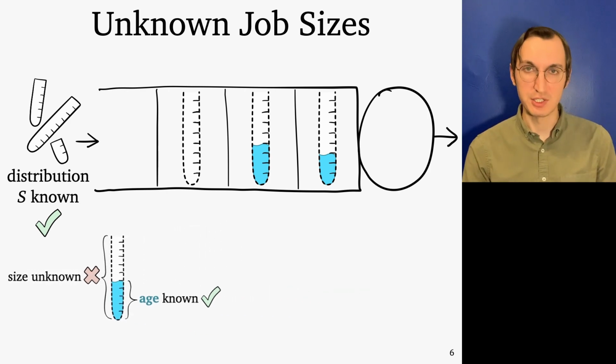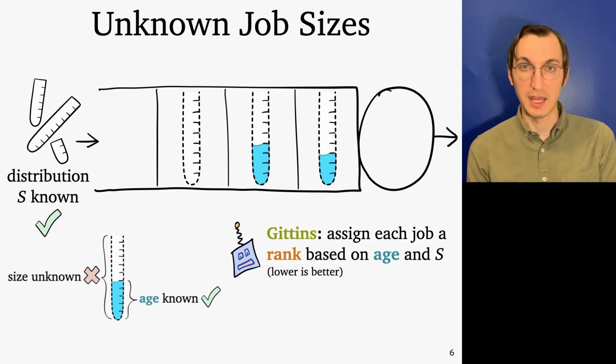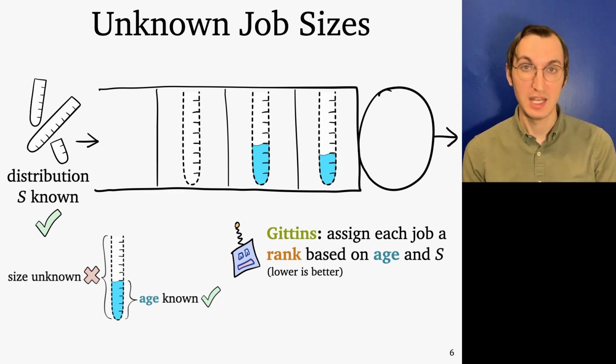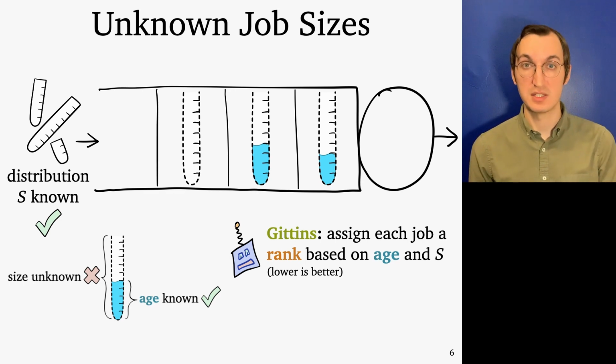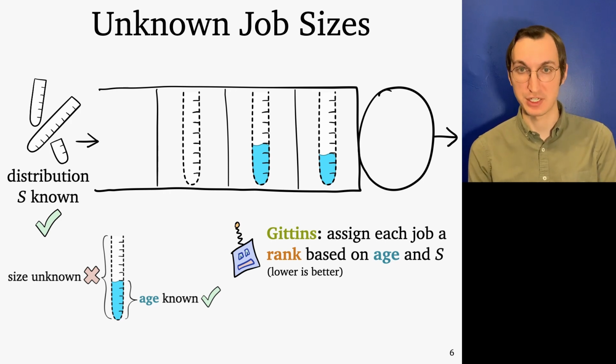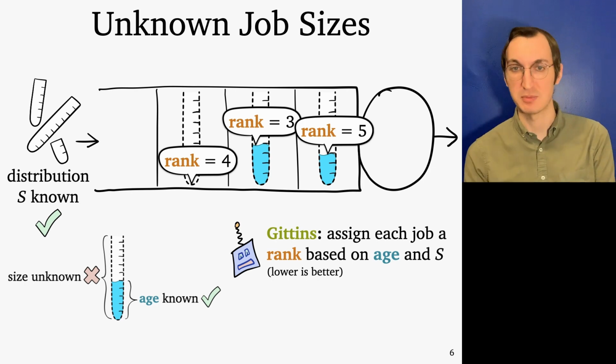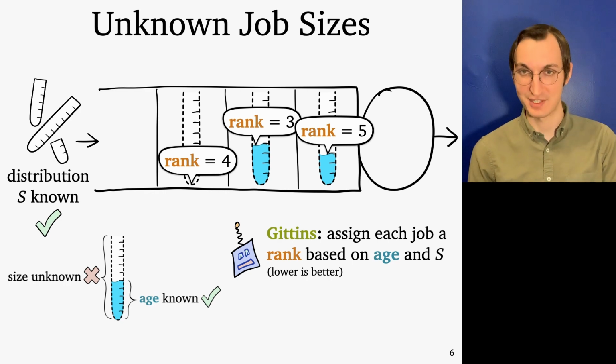So our goal in unknown job size scheduling is to leverage these two pieces of information, the distribution and each job's age, to decide which job to serve. And this problem has been studied, and there's a policy proposed called the Gittins policy. What the Gittins policy does is it strategically uses each job's age and the size distribution S to decide on a rank or priority for each job. The rank is a number where lower is better. So this job might have rank 4, this one might have rank 3, this one might have rank 5. And Gittins always serves the job of least rank.